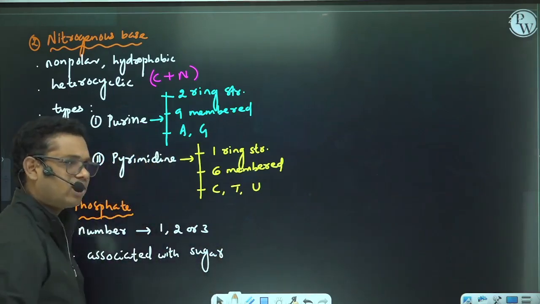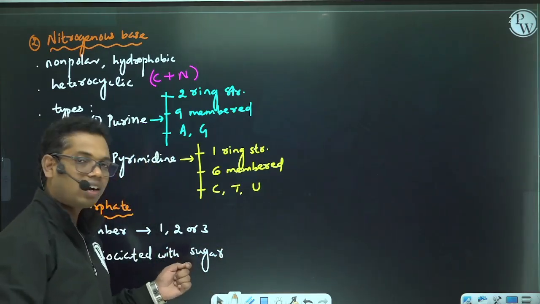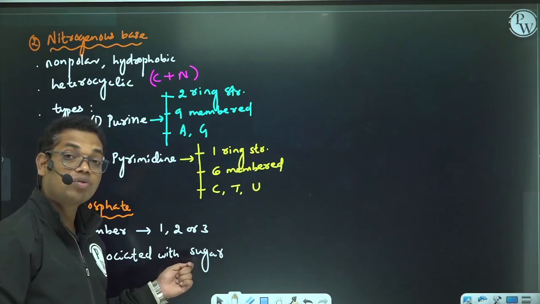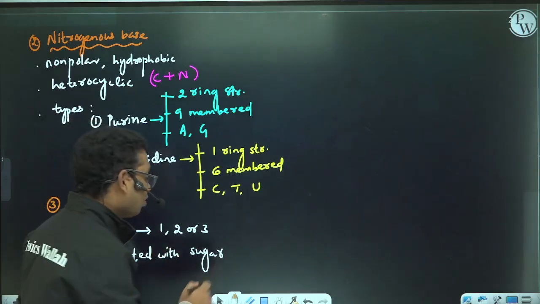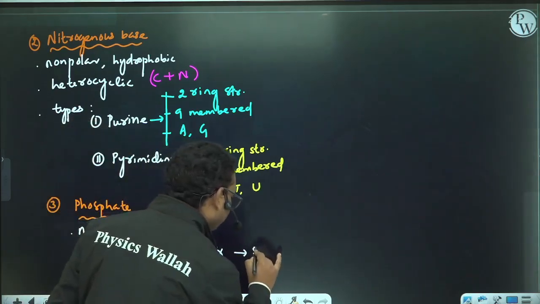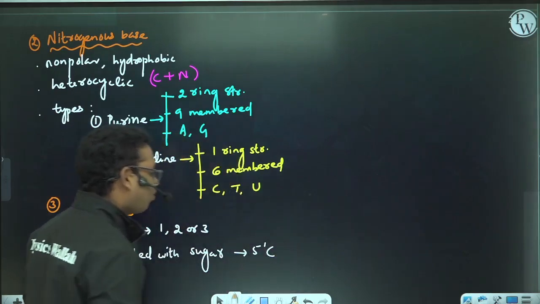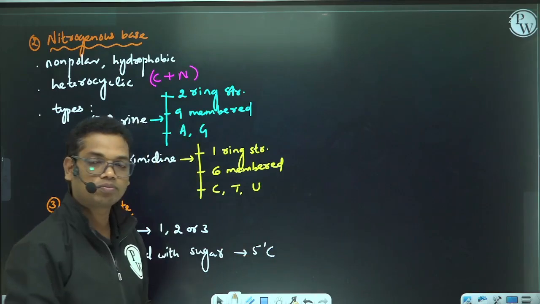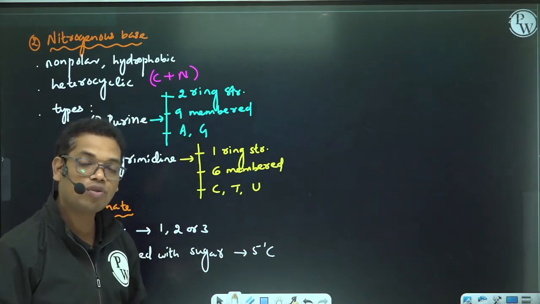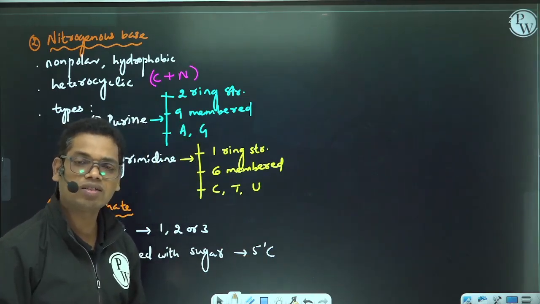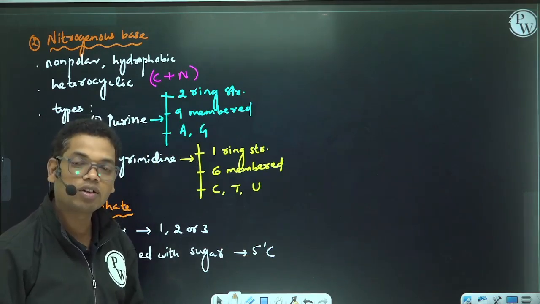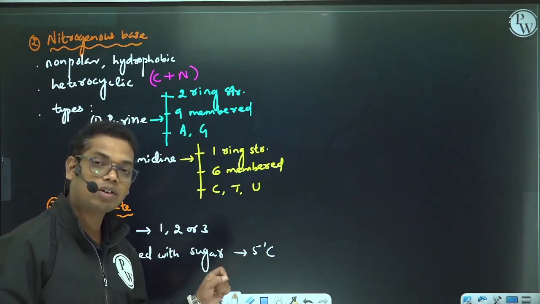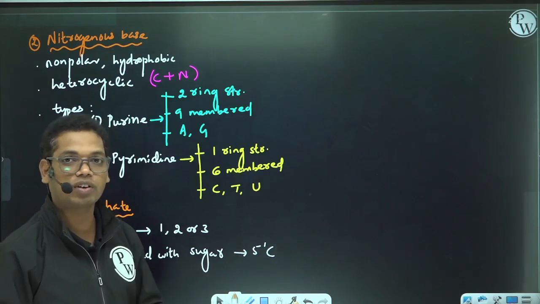Okay, so sugar has 5 carbons. Which carbon of the sugar is associated with this phosphate? It is the 5' carbon. It will be associated with the phosphate group, and the linkage is phosphoester linkage. The linkage is phosphoester linkage between the 5' carbon of the sugar and the phosphate.